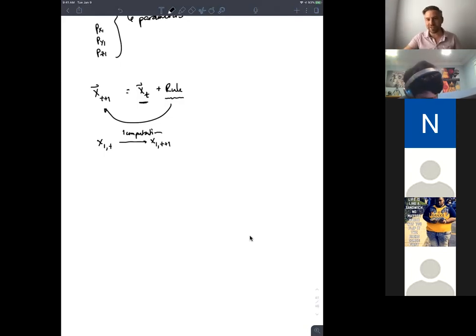And similarly for the other coordinates and the other momenta. So in other words, for 1 particle and 1 time step, we at minimum have to do 6 computations. And again, this is an optimistic estimate.